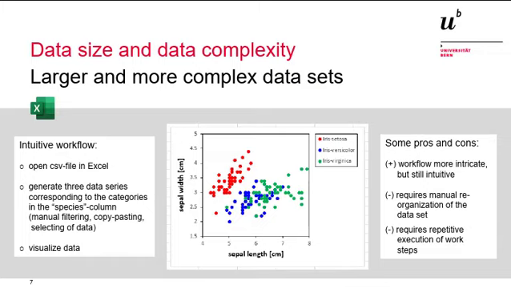This requires some manual filtering, copy pasting, selecting of data, and then in the end, you visualize the data, you plot the data. Here in this case, a scatter plot where 2 columns are plotted against each other. The good thing is that this workflow is still very intuitive. So you can, just by figuring out or trying out things, get such a plot. However, it's a little bit more intricate. It also requires manual organization of the data set, and it requires some repetitive executions of work steps because you need to do the very same things for each subset.